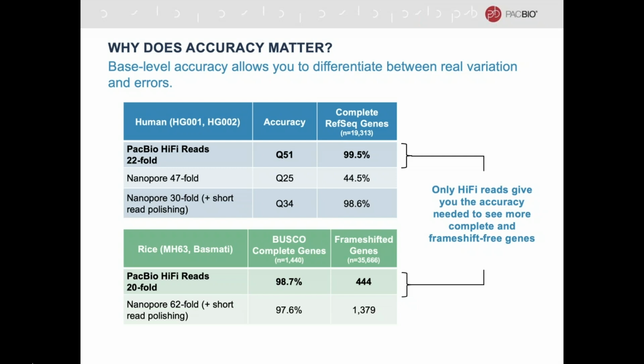And then looking at the correctness of the reads, looking at rice, again, we were able to go in with just 20-fold coverage. We're able to get a really high BUSCO score of 98.7%. This is going to allow you to see more complete and frameshift-free genes in your genome, so you can actually trust the data moving forward.